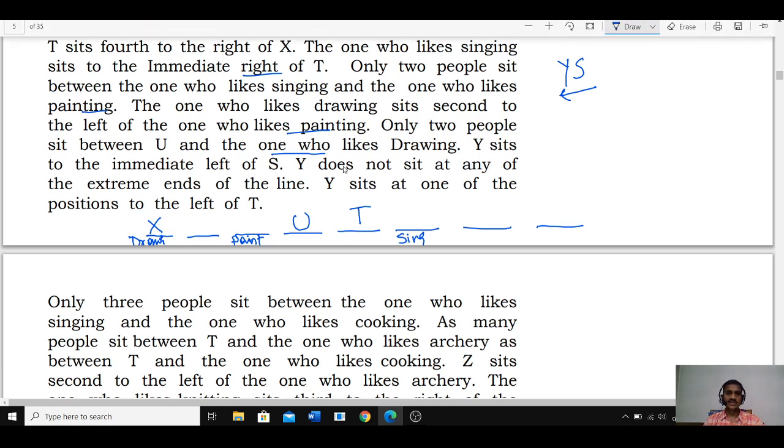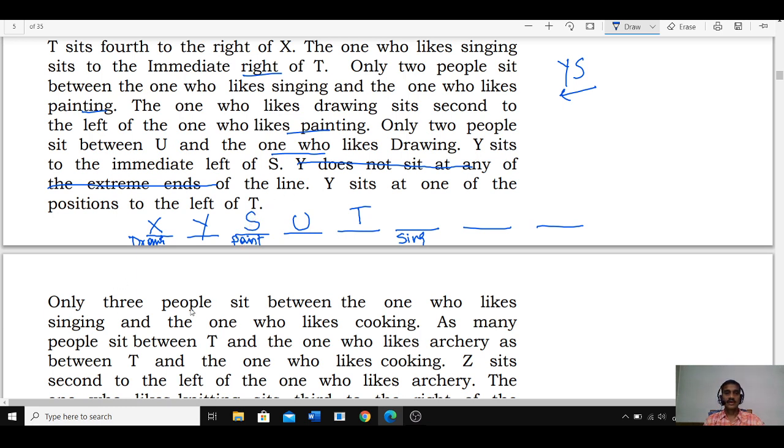This information is not required at all. Anyhow, Y cannot be at the extreme ends. Y cannot be here as of now in this arrangement. And Y cannot be here because Y is to the left of S. And Y sits at one of the extreme ends to the left of T. To the left hand side of T, Y is at the extreme end. Y is here and S will be here.